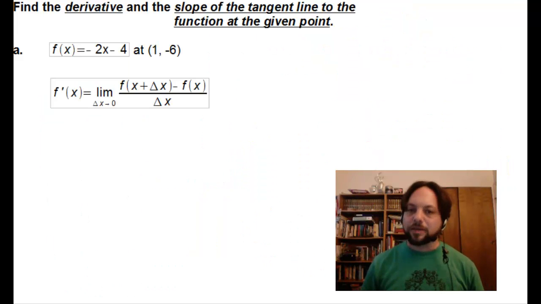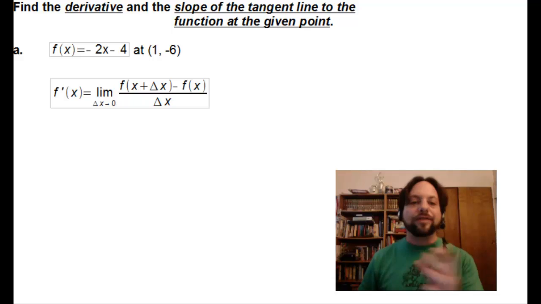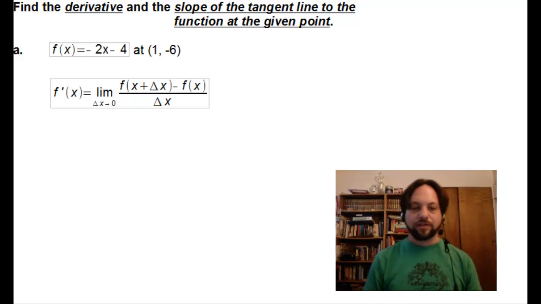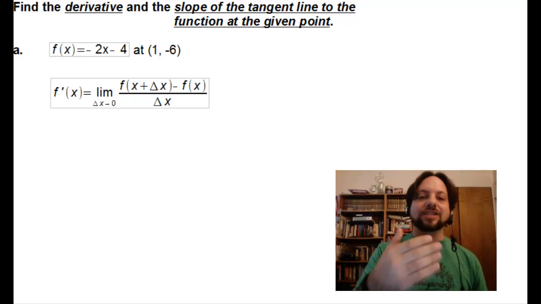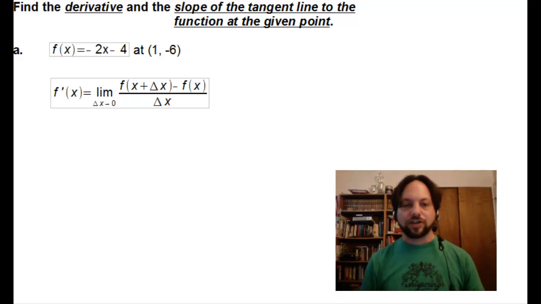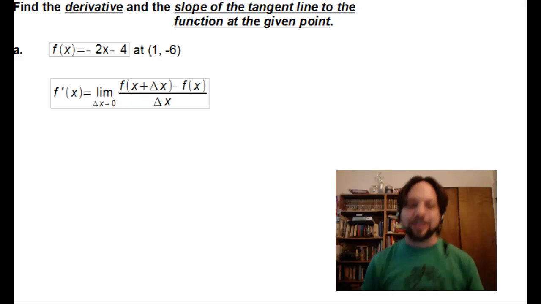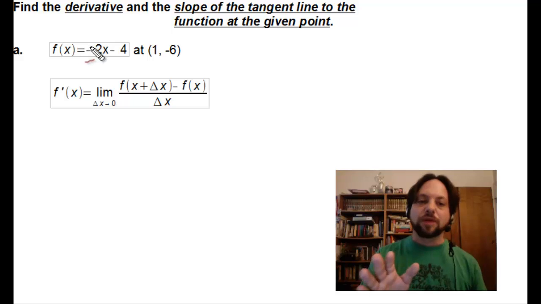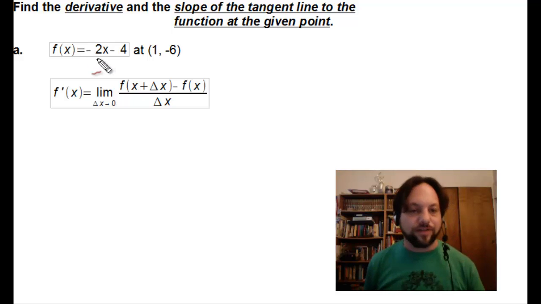In examples A and B, we are to find the derivative of the given function using the definition of the derivative. And following from that, we are to find the slope of the tangent line to the function at the point that's given to us in the example. So if we take a look at example A, you can see that we have this linear function, f of x equals negative 2x minus 4. Without even doing this problem, you should know what the derivative is at every point along this line.